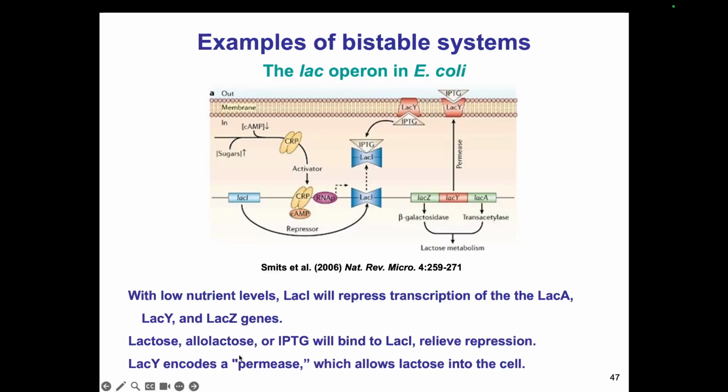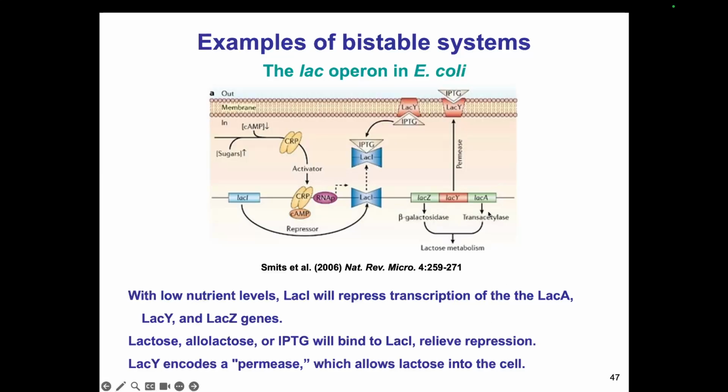Lactose, allolactose or IPTG, IPTG is this compound, will bind to LAC-I and relieve the repression. So it's already repressing it. For example, when you have low glucose, this is getting repressed by LAC-I. Now LAC-I will go and bind to this IPTG molecule, which will relieve the repression of this particular gene, right? And LAC-Y will encode a permease which allows lactose into the cell.